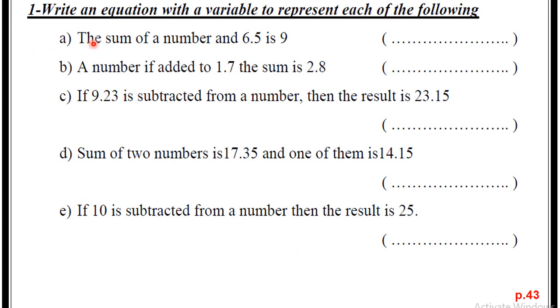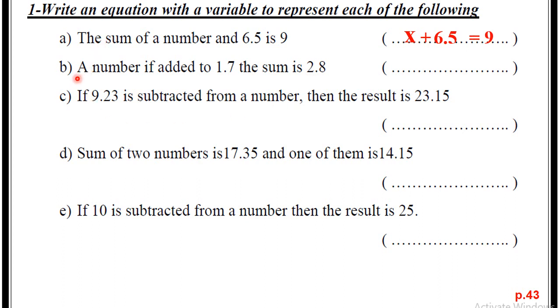In letter A, we have: the sum of a number and 6.5 is 9. Here sum means plus. A number means a variable. We don't know the value of the number, so we can represent it using x, y, z, any letter we want. So here we will represent it using x. And 6.5 here is a number, is equal 9. So let's write the equation here. It will be x plus 6.5 equals 9.